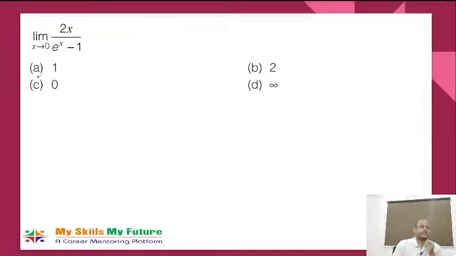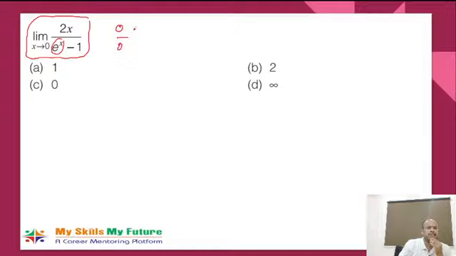This is again a problem belonging to the limit concept. What is the question? Limit x tending to 0, 2x divided by e power x minus 1. Very simple. First take the limit x tending to 0: you will get 2 into 0 is 0, e power 0 value is 1, 1 minus 1 is 0. This is clearly a 0 by 0 form. Apply L'Hospital rule. What is L'Hospital rule? Differentiate the numerator and the denominator separately with respect to x.